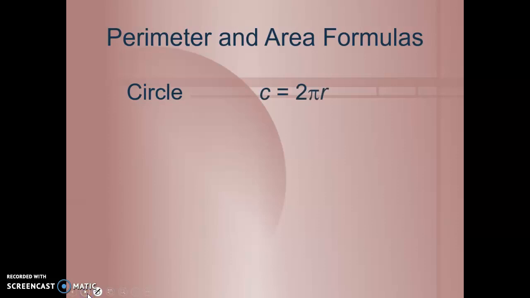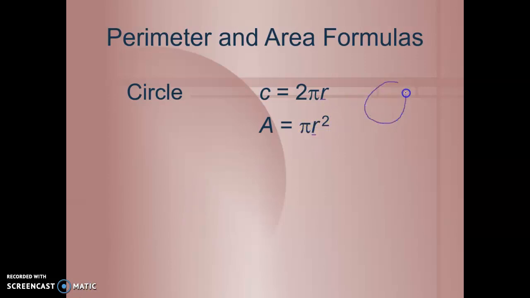To find the perimeter of a circle, we actually call that the circumference, and the circumference is 2 pi r, where r is the radius and pi is a special value that we know as 3.14..., but there is a pi button on your calculator that you can use. The area of a circle is pi r squared. Again, r is the radius.